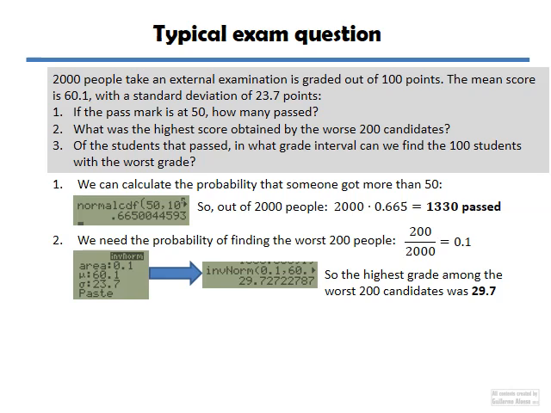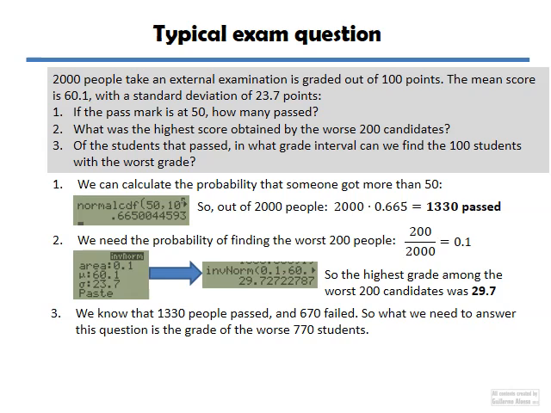Great. And finally, of the students that passed, in what grade interval can we find the 100 students with the worst grade? So I look at the students that passed, of the 1,330 students that passed, and find out which 100 students have the worst grade. The lowest one might be at 50, then there's another student with a slightly better grade and so forth. Of those 100 students, who has the best grade? How do I calculate that?